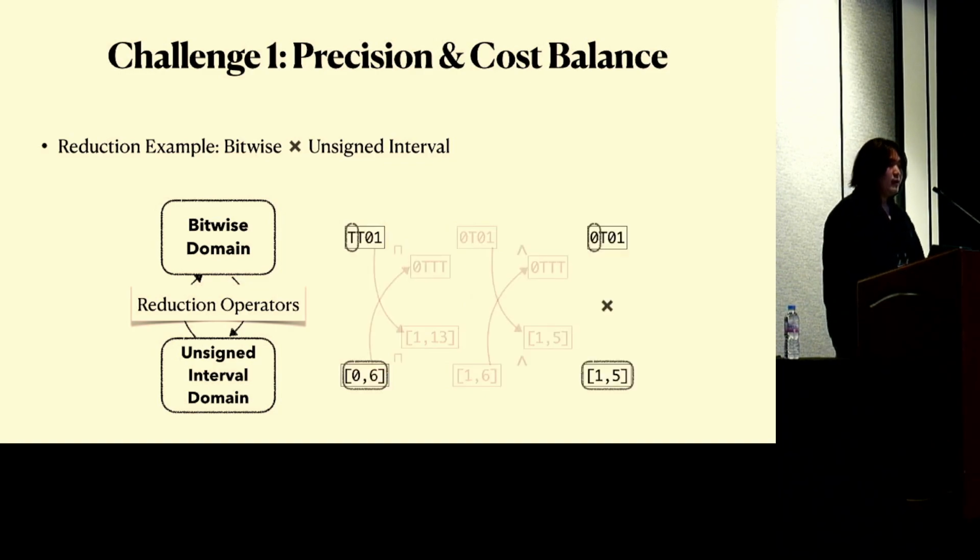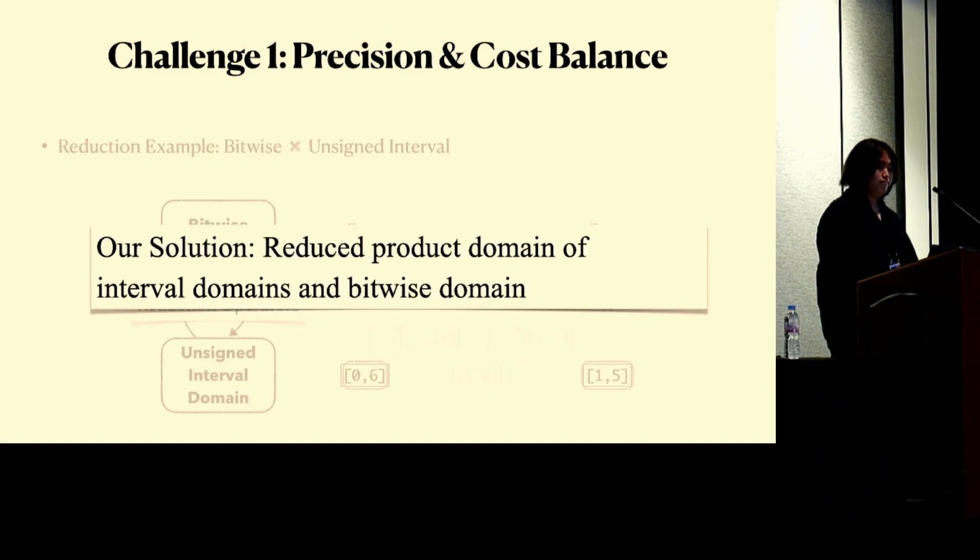After performing the iterative reduction steps until reaching a fixed point, we obtain the best precision value within this reduced product domain. In this way, we achieved a pretty precise domain with reasonable cost. Thus, our solution to the first challenge is to use the reduced product domain.